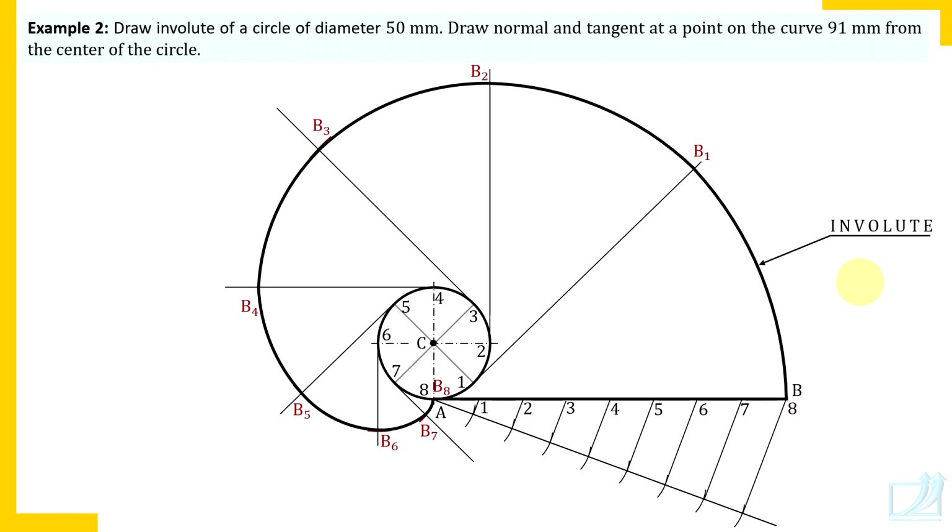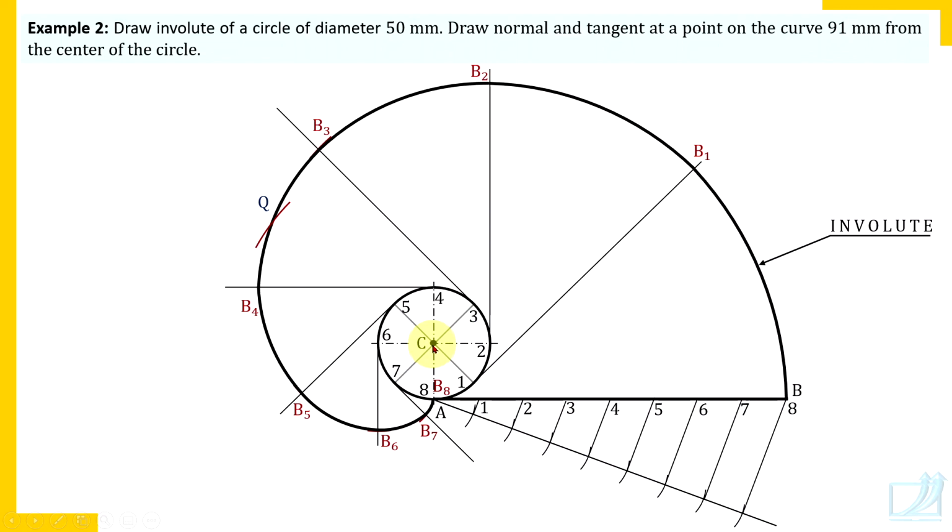This is how we have completed the involute. Now, we want to draw normal and tangent at a point on the curve 91 mm from the center of the circle. So, first of all, take distance 91 mm in compass. And with that 91 mm distance in compass, from center of the circle, you cut the curve and label that point of intersection as Q. So, this point Q is 91 mm from the center.